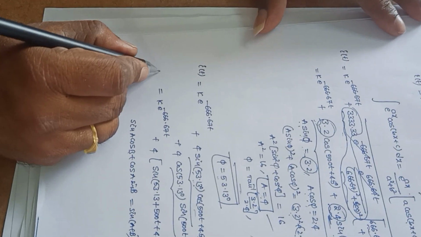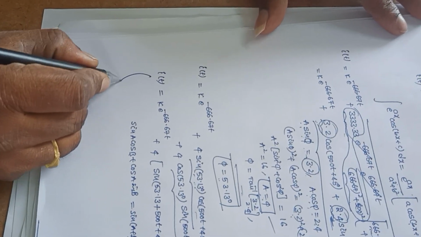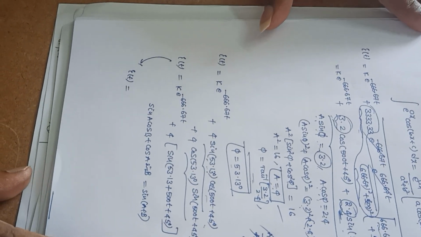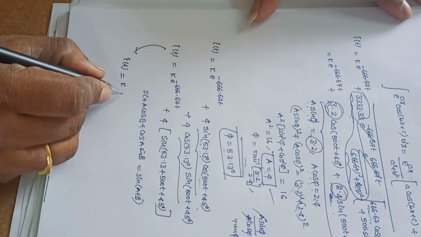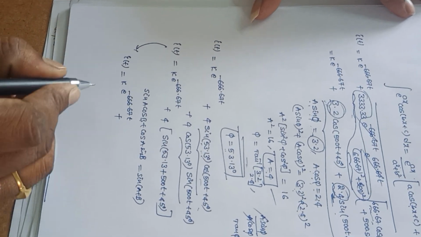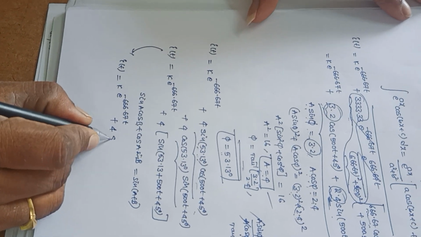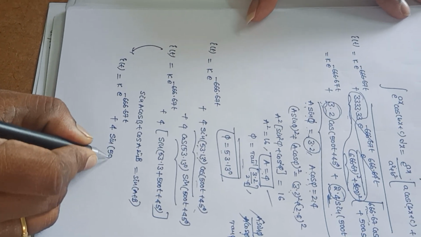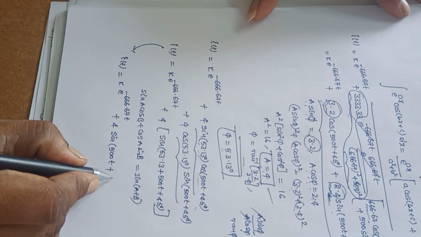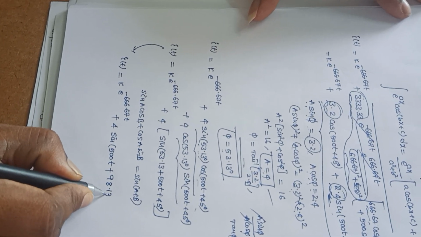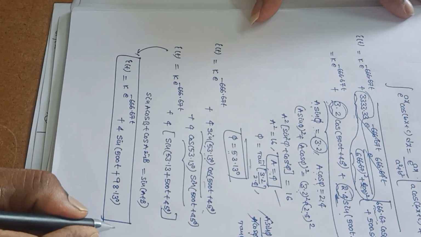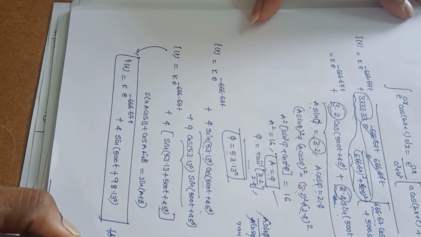So now let us rewrite this expression i of t like this. i of t is equal to k into e power minus 666.67t plus 4 into sin of 500t plus 45 plus 53.13, which is 98.13 degrees. Okay, so this is the expression for i of t for t greater than 0.